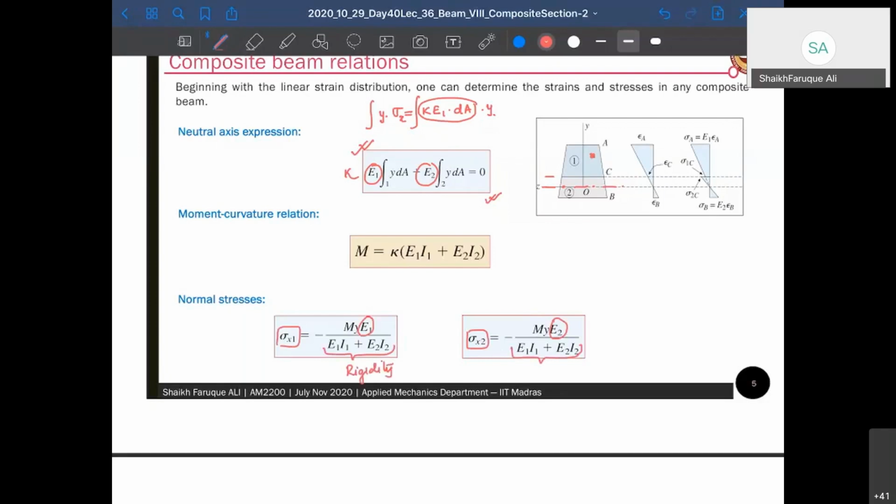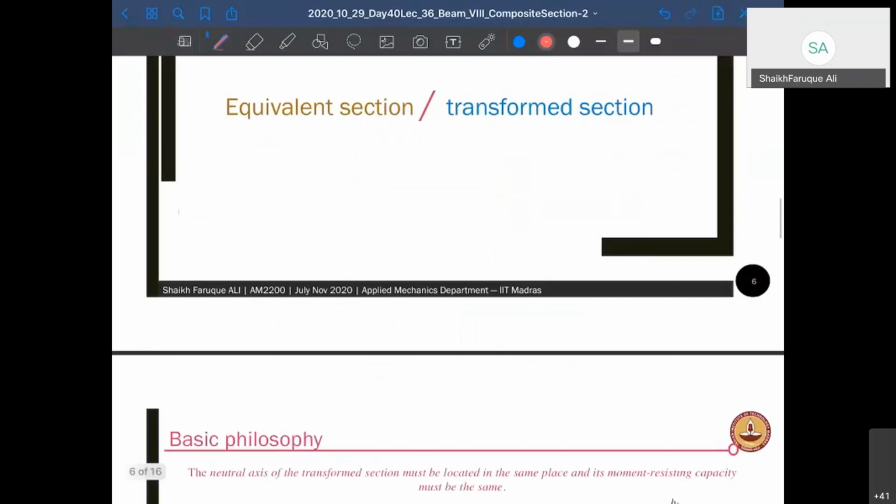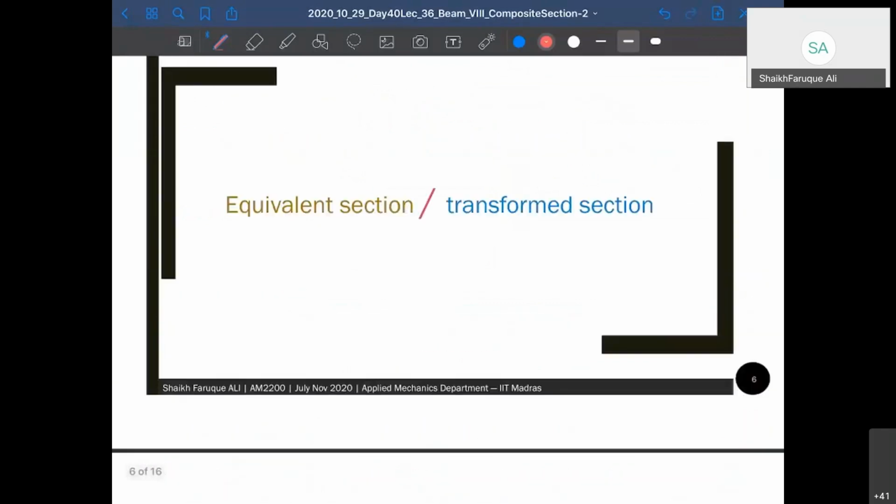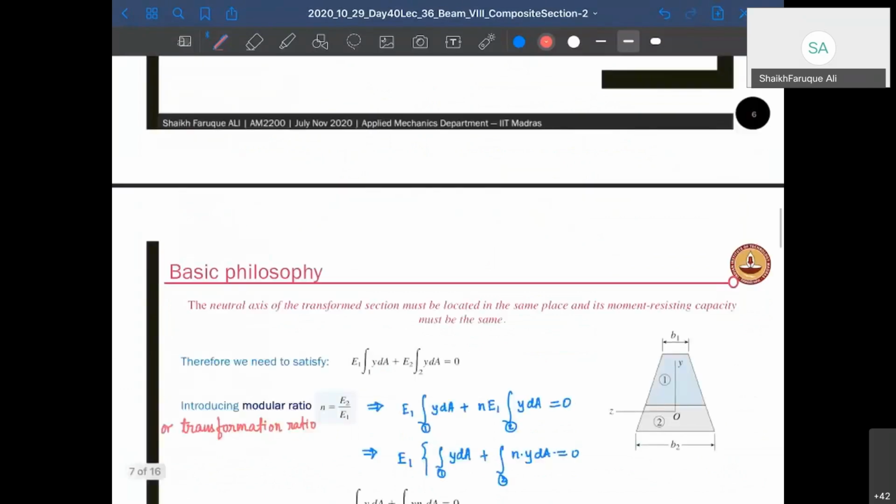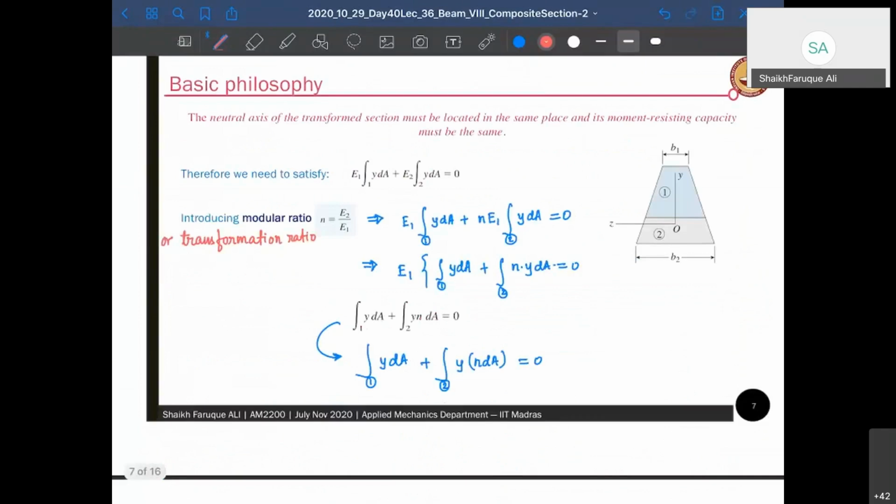Today we are going to see how we find the same formulas when we deal with an equivalent cross section. It is also called a transformed cross section in many of the books, and I have written that also, but we generally call it an equivalent cross section. Let's say we have been given a cross section made out of two materials, one here and the second one here. The top one may be stiffer than the second one, or the top one may be more flexible than the second one. It doesn't matter.